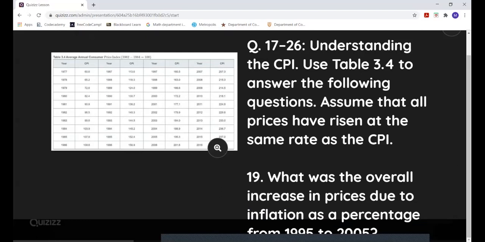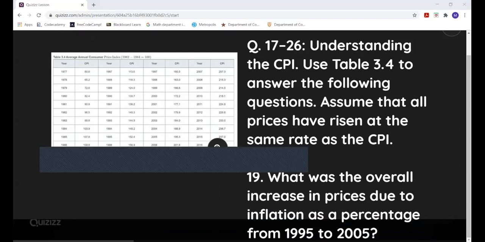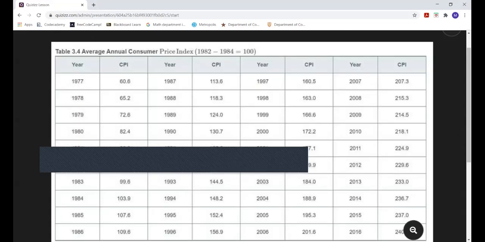Assuming all prices have risen at the same rate, what was the overall increase in prices due to inflation as a percentage from 95 to 2005? How can I move this over a little bit? It's getting in the way with the little toolbar. So they're wanting the inflation as a percentage from 95 to 2005, and it should be the nearest whole percent.